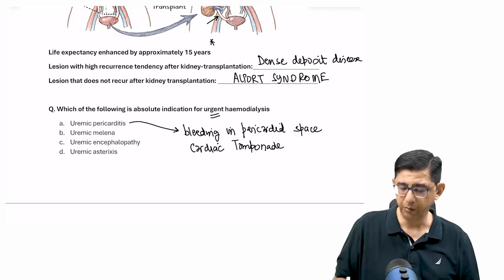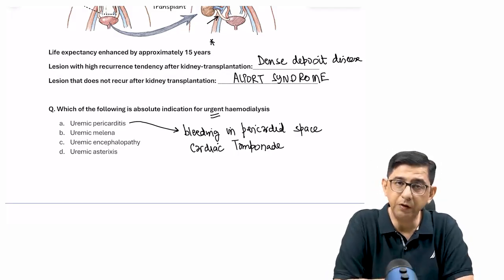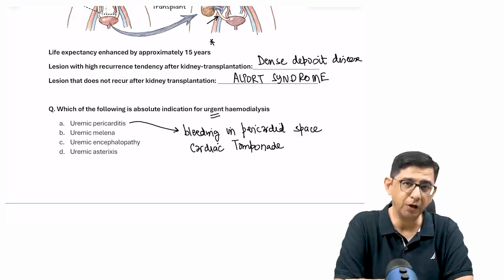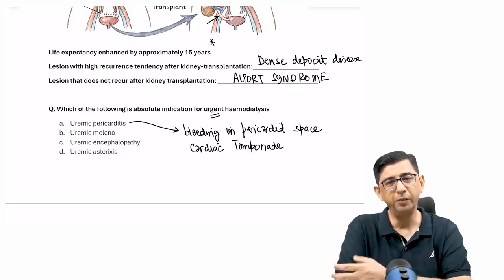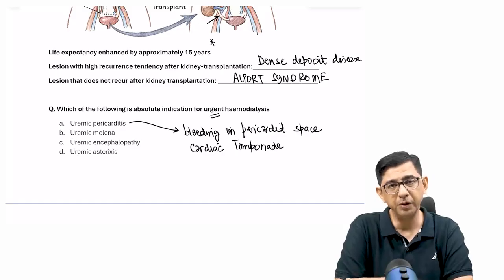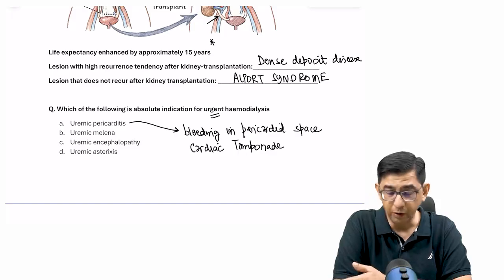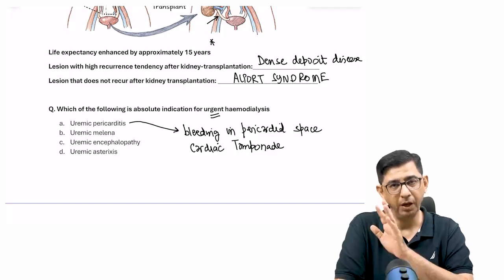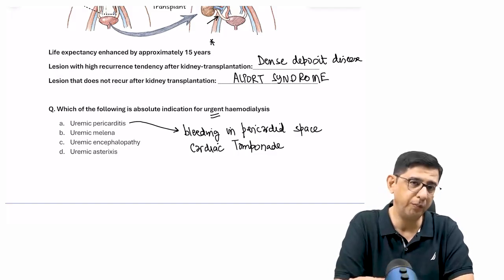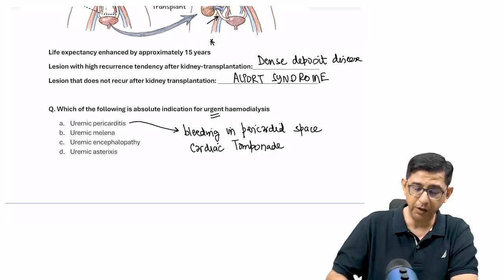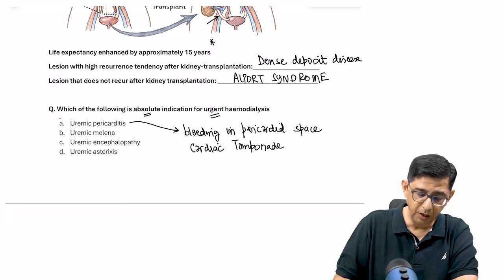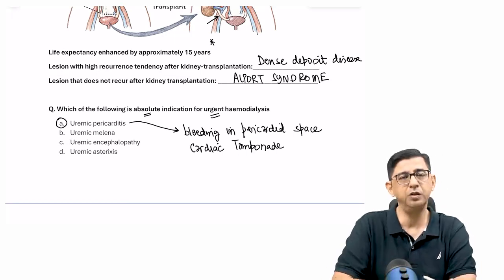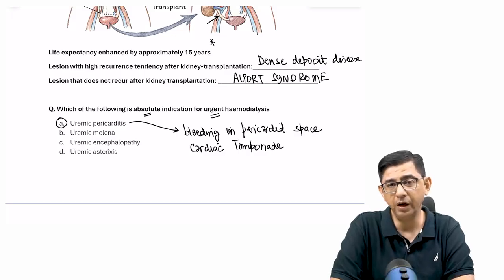And once a person develops cardiac tamponade, the BP will crash. The patient will go into obstructive shock. And then even if I do pericardiocentesis, I may not be able to save the patient. Better be late than never. Remove the toxin, urea, from the body, and the uremic pericarditis and the bleeding will be mitigated, and the chances of going into cardiac tamponade will be lesser. Though all of these that I've written are indications for dialysis, an absolute indication for urgent hemodialysis is uremic pericarditis.